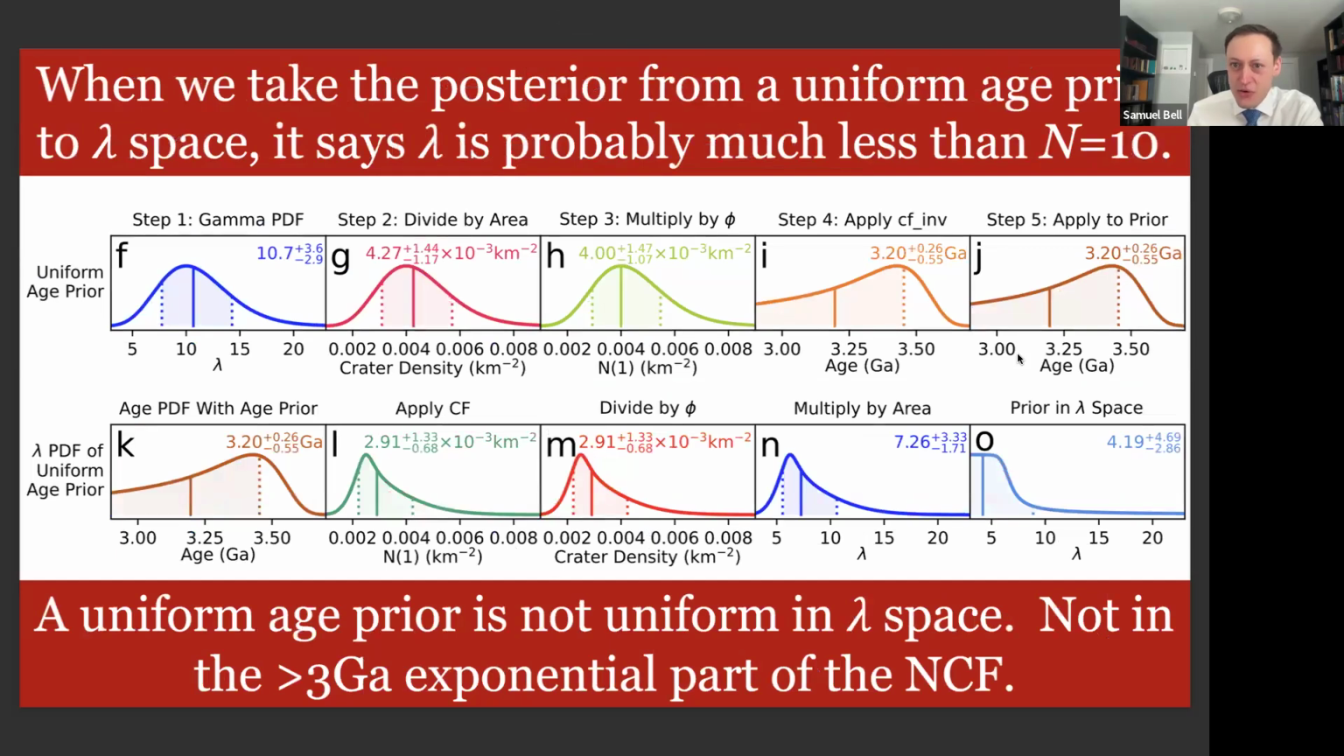When we take the posterior from a uniform age prior back to lambda space, it says lambda is probably much less than 10, with a median of just 7.26. A uniform age prior is not uniform in lambda space. Subfigure O here, right there, shows that. Not in the greater than 3GA exponential part of the Neukum chronology function.